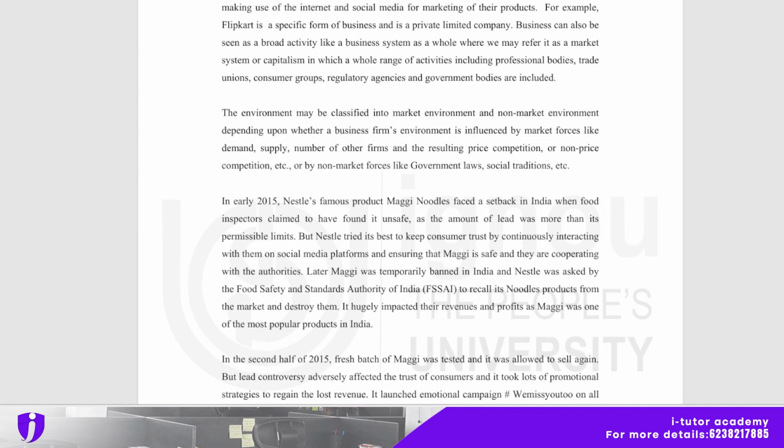In early 2015, Nestle's famous product Maggi noodles faced a setback in India when food inspectors claimed to have found it unsafe as the amount of lead was more than its permissible limits. But Nestle tried its best to keep consumers' trust by continuously interacting with them on social media platforms and ensuring that Maggi is safe and that they are cooperating with the authorities. Later, Maggi was temporarily banned in India, and Nestle was asked by the Food Safety and Standards Authority of India to recall its noodles product from the market and destroy them.